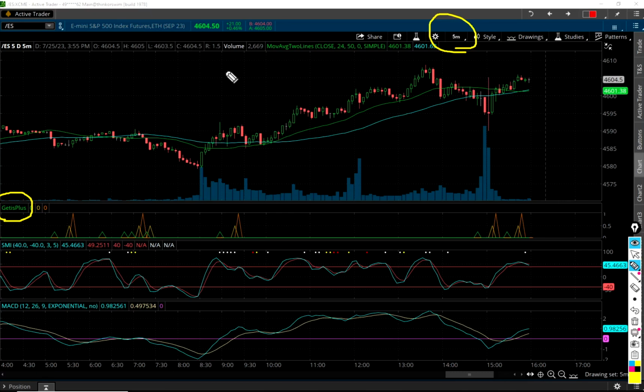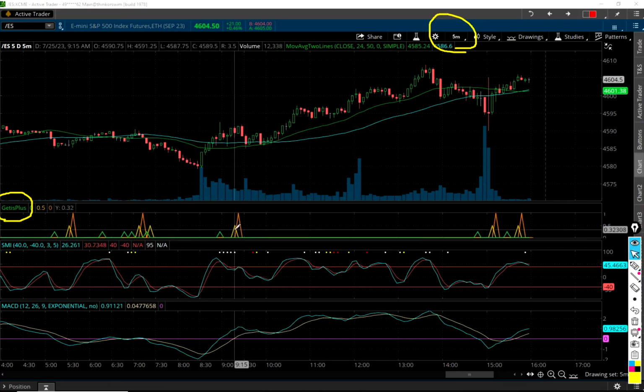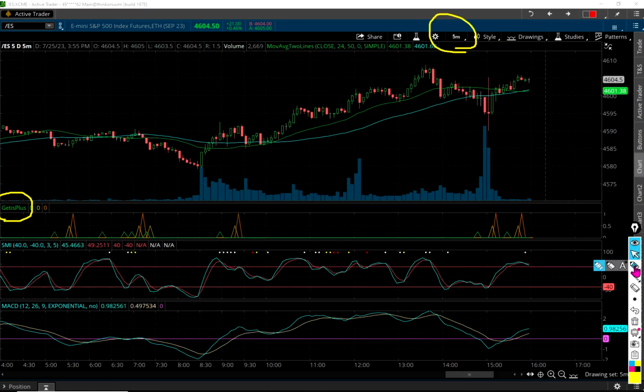So let's get started. This is the same thing as the trade of the day, but I'm going to specifically walk you through it. Here's an alert that happened, a Get Us Plus alert that happened exactly at 9:15, right here. How would I trade it?